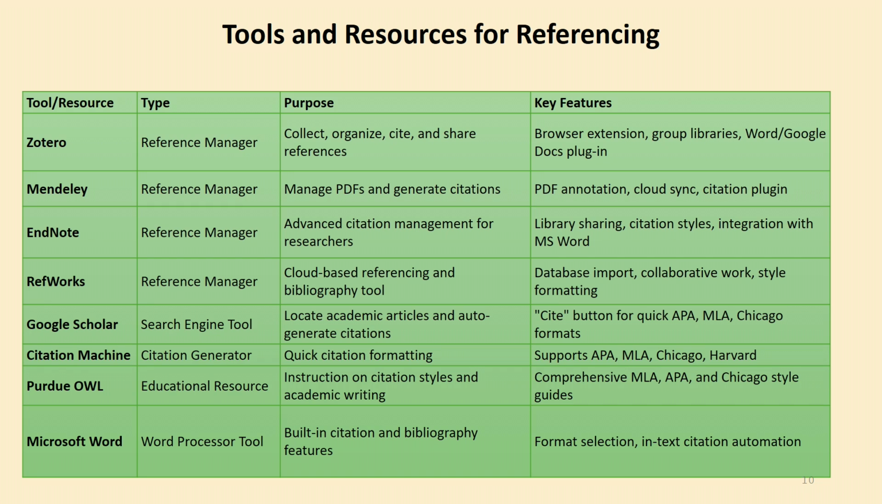And next is Citation Machine. It is also a kind of citation generator. Purpose is quick citation formatting, and key features: it supports APA, MLA, Chicago and Harvard styles of referencing. And last is Microsoft Word, very common, very frequently used by all of us. It's a word processor tool. Purpose is built-in citation and bibliographic features. And what are the key features? Format selection, in-text citation and automation.